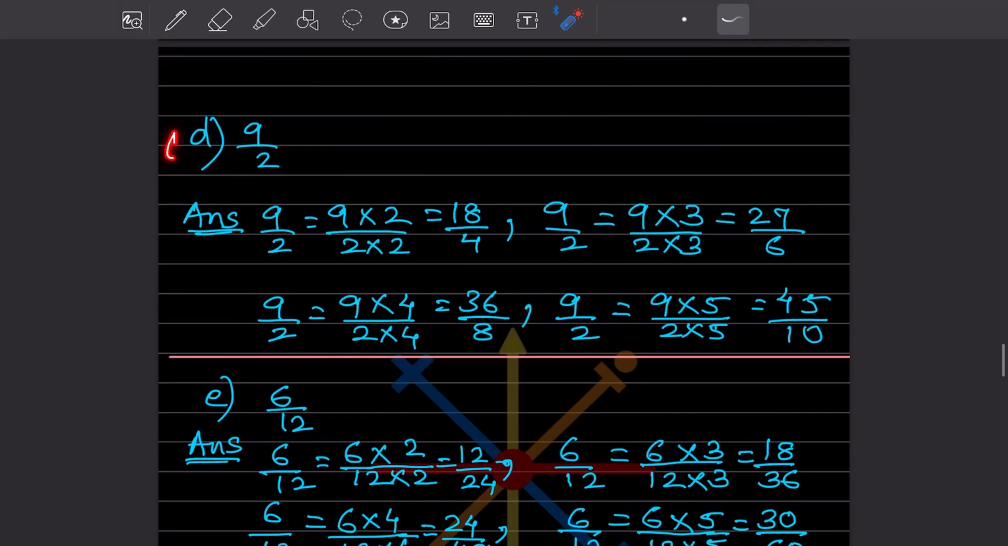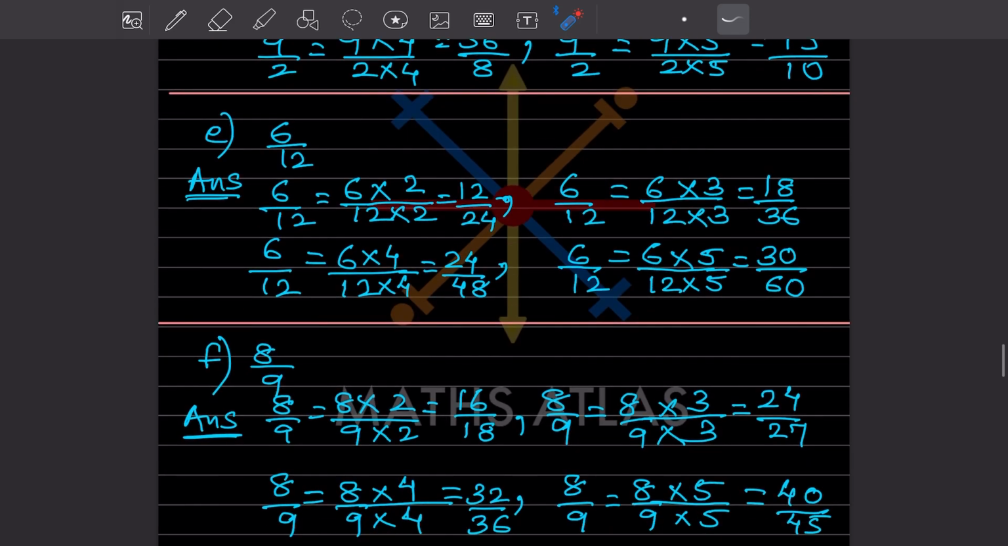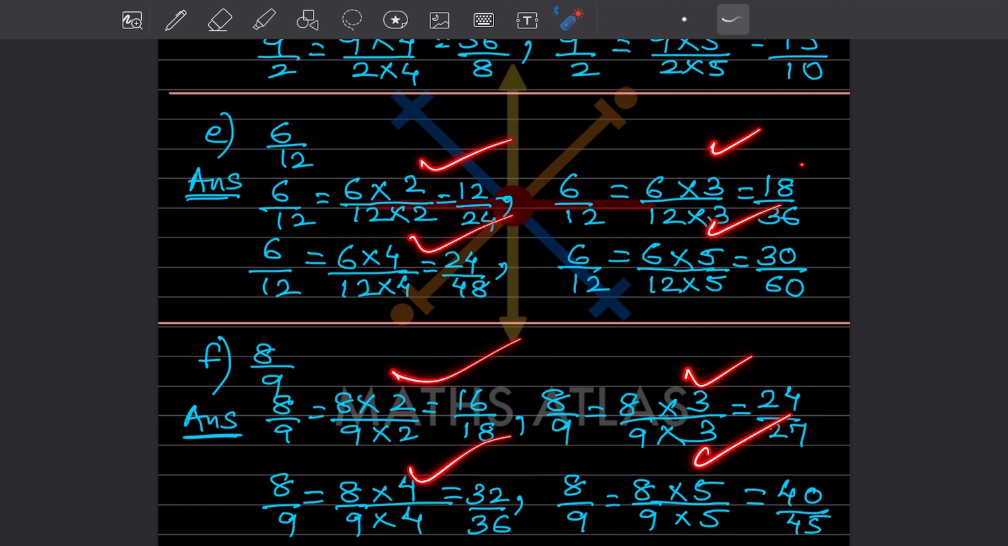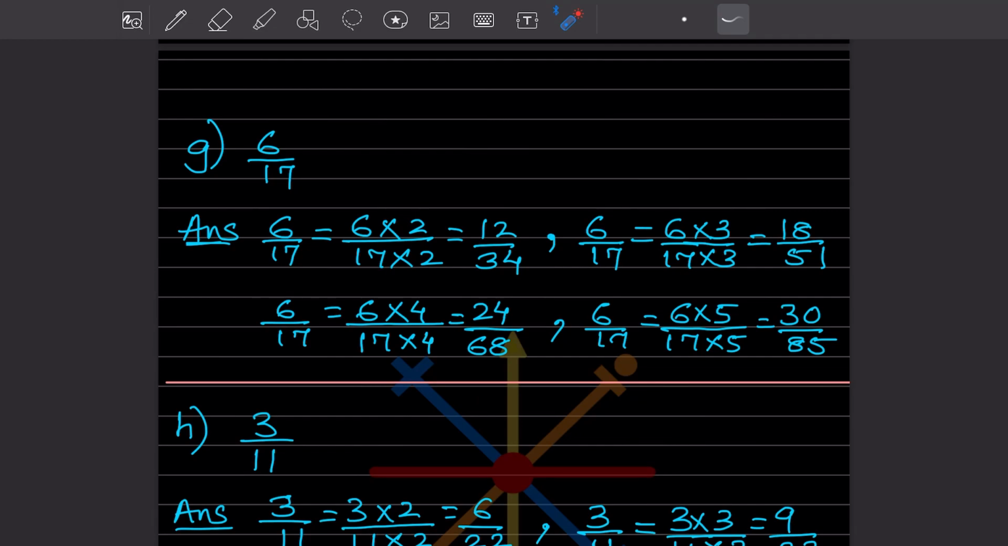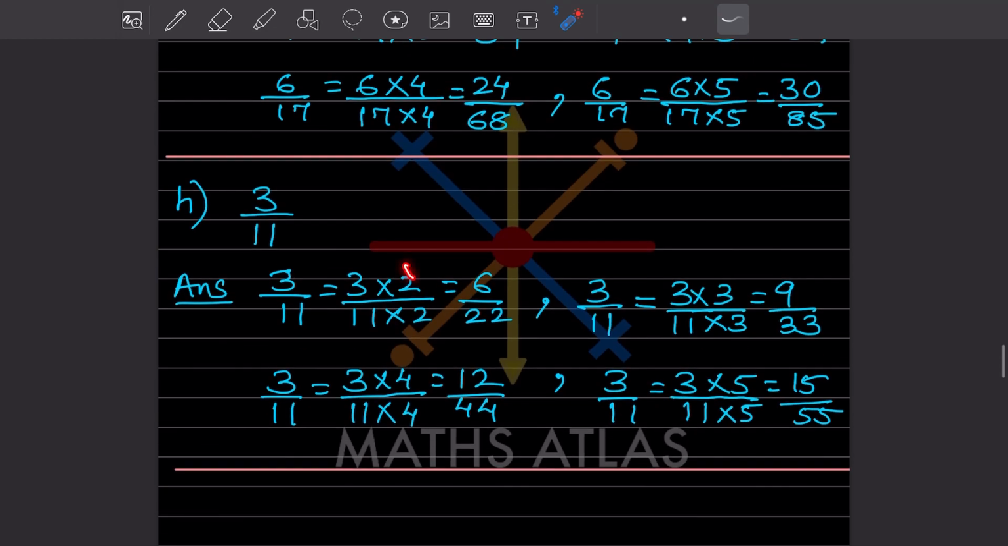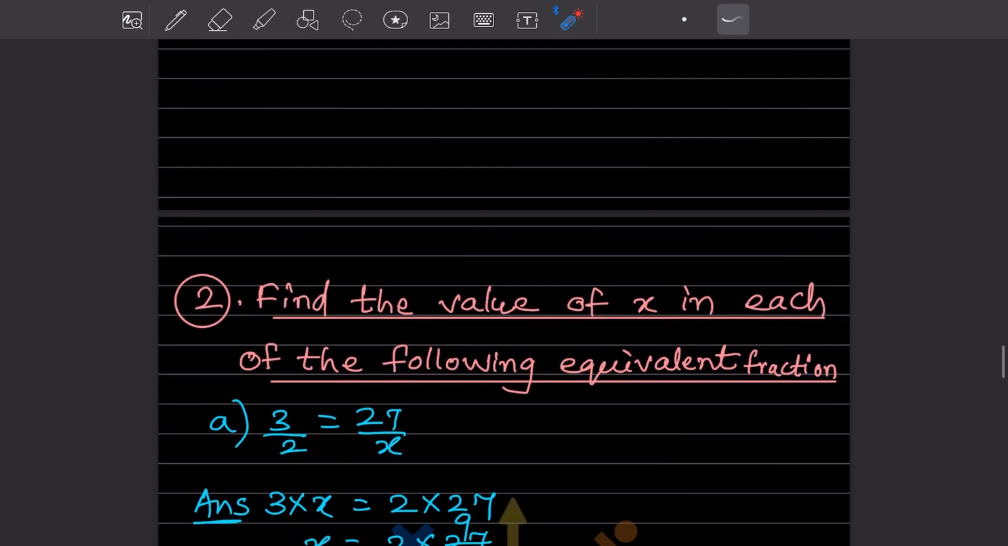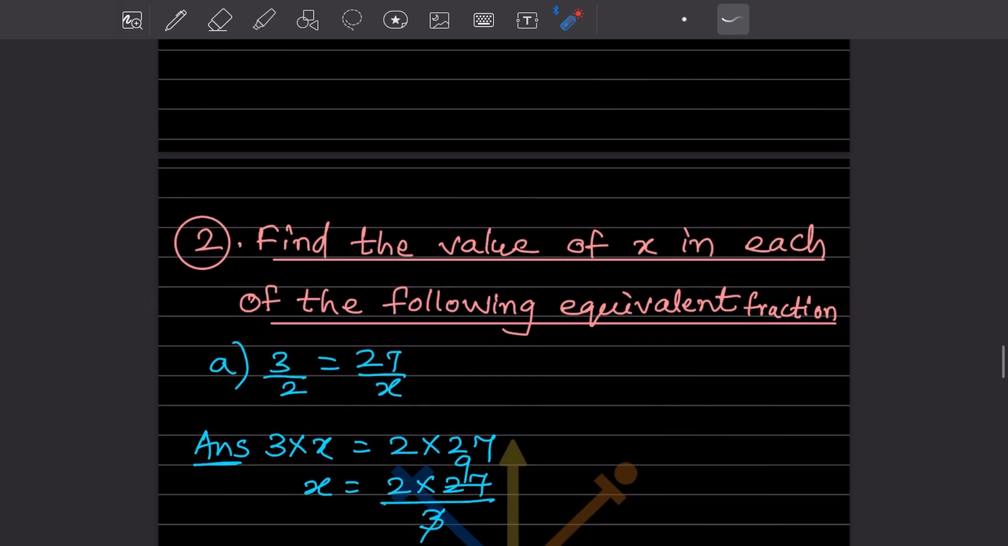The other questions are the same: 9 by 12, 6 by 12. This is just for practice. 8 by 9 also is the same. Everywhere it is 2, 3, 4, 5. There are many questions given here for practice, so we will not waste time on them. We'll go to the next type.